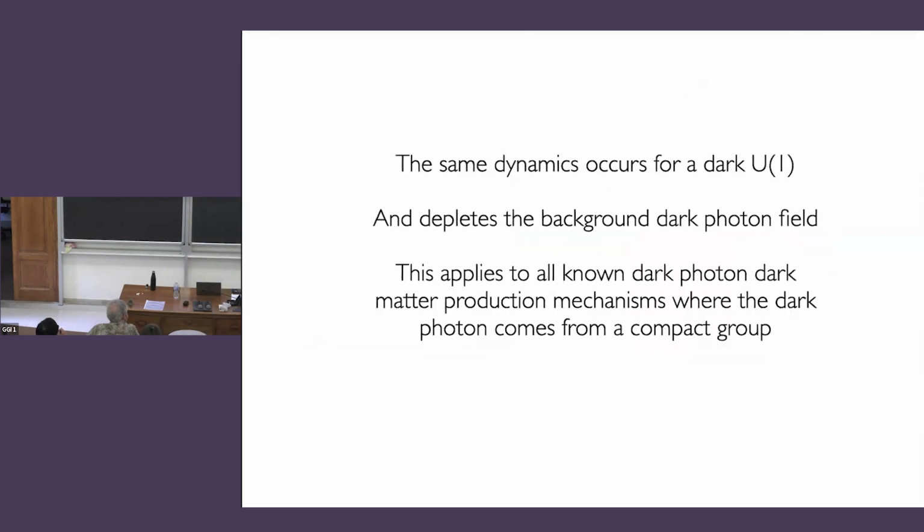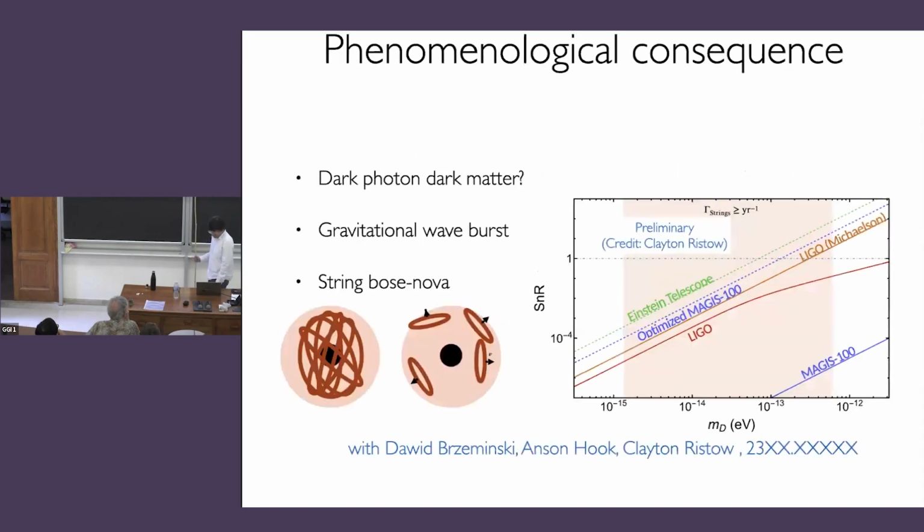Okay, and all of these mechanisms apply to all dark photon dark matter production mechanisms where the dark photon comes from a compact group. Okay, so what are the implications? Well, first, maybe we don't have dark photon dark matter. At least it's not a U(1).